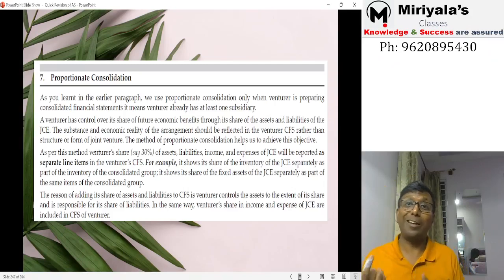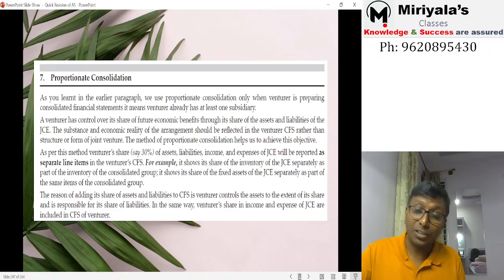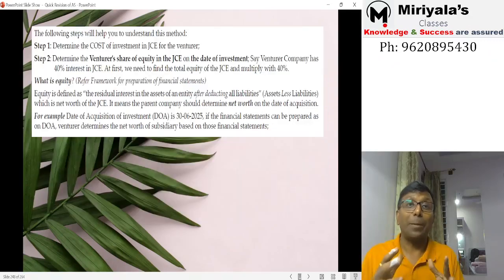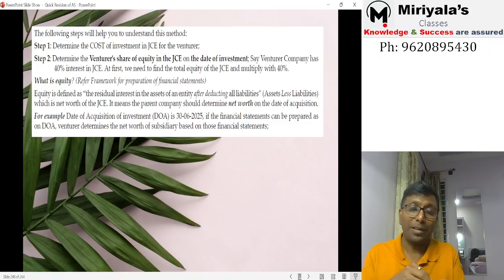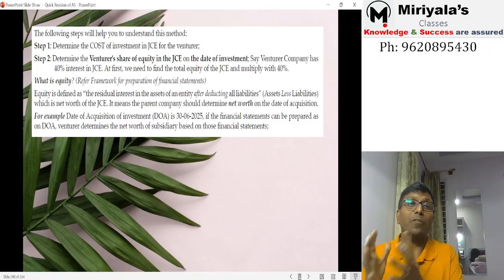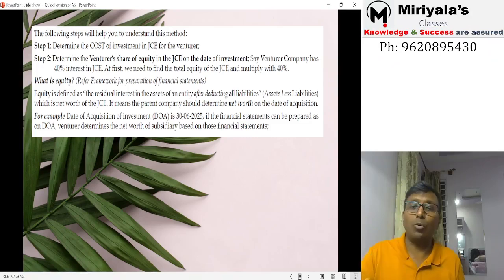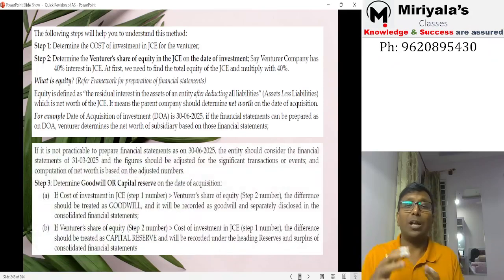And I have to eliminate my investment in the joint venture. Yes, you will be eliminating the investment in your joint venture, and because of this you may get goodwill or capital reserve. How do you calculate goodwill? Same as before: what is your investment, how much you paid on the date of investment, minus, suppose you have got a 50% stake at the date of acquisition, 50% of the net assets of the company. The difference amount is going to be considered as goodwill or capital reserve.